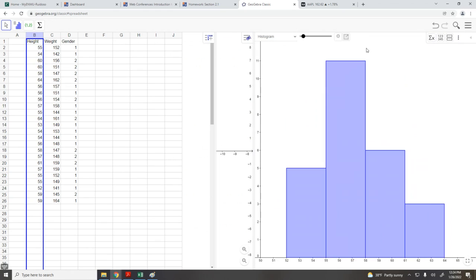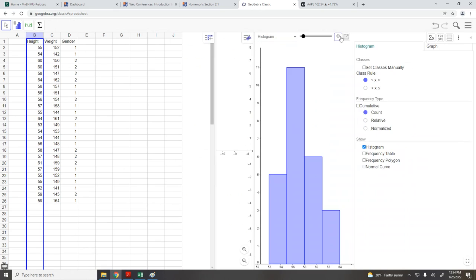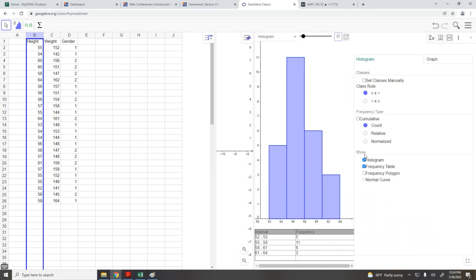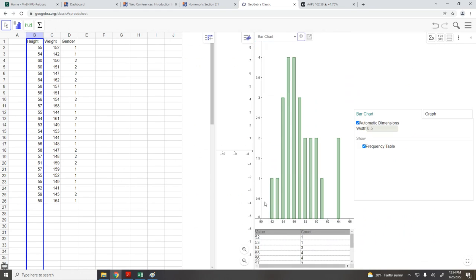A while ago, there was a frequency table, and what is that? Oh, here it is. Okay, so frequency table. Let us talk about that. All right. So if you go for, let's suppose, bar chart, then you can see this is the frequency table, right, in this way.